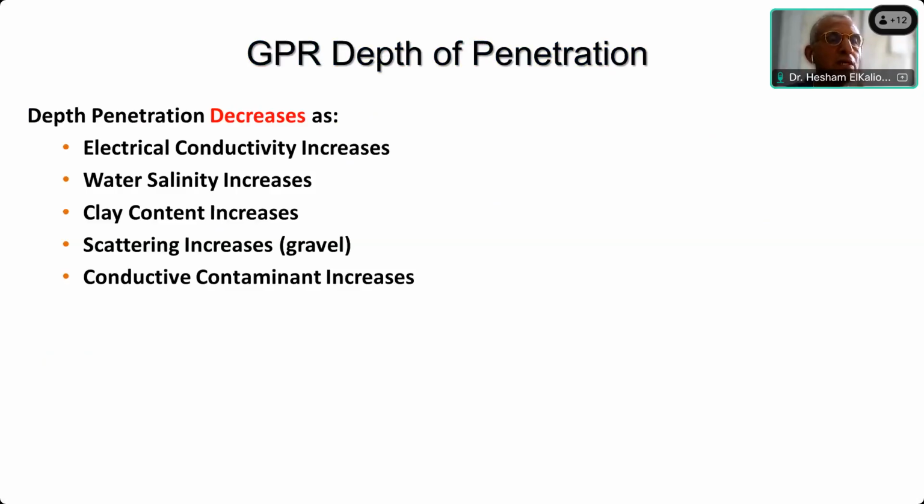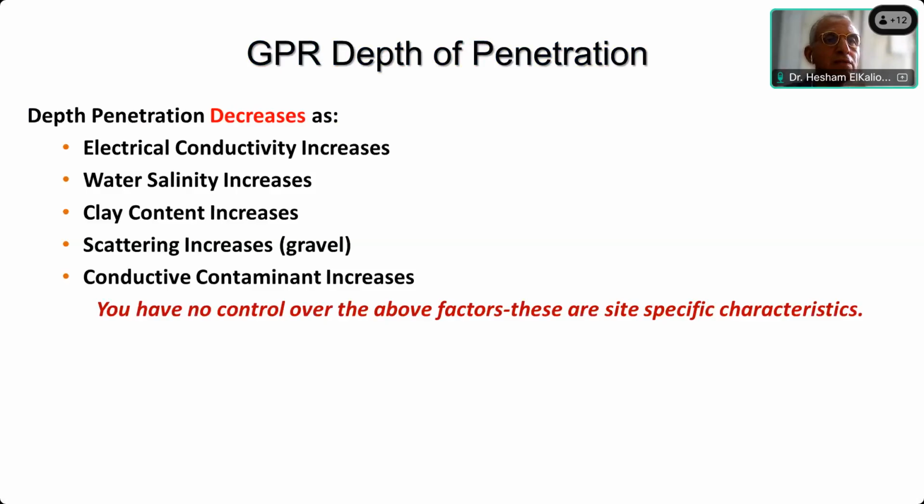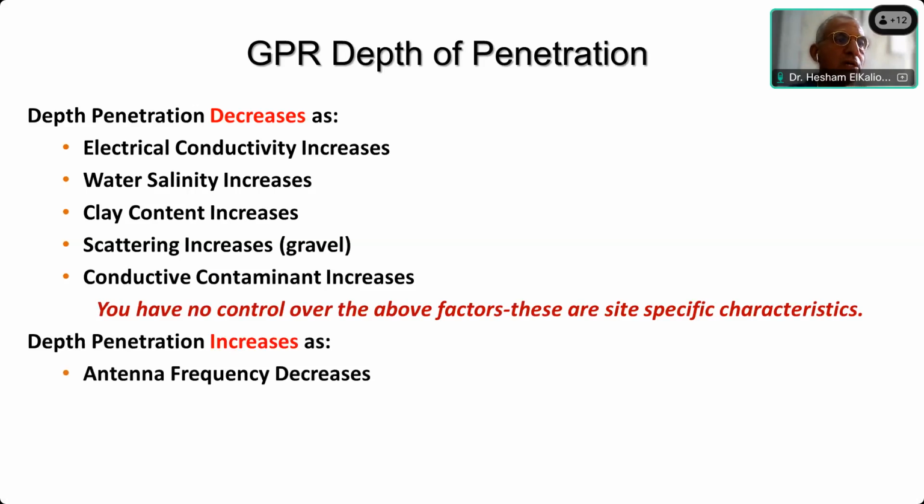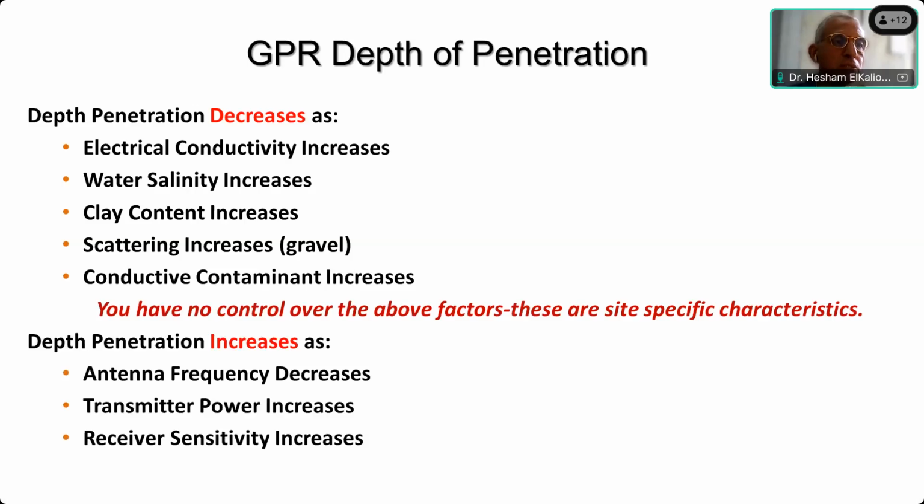These materials are in nature, you cannot control them, but what you can control, if you would like to increase depth of investigation, is to use a low frequency antenna, or you can use a high power transmitter or a high sensitivity receiver. This is what you can control in order to make sure that you get a high quality GPR signal.